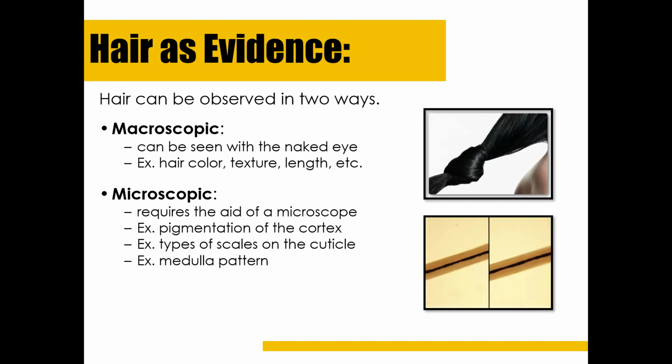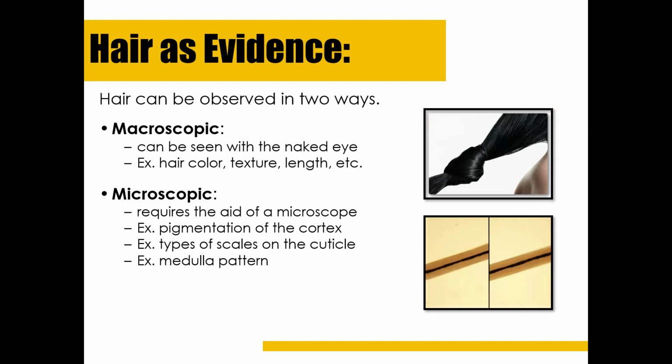Now, hairs can be observed in different ways. So we can make observations about hairs macroscopically. Macroscopic properties are just properties that we notice without the aid of a microscope. We can see this with the naked eye. So this might be hair color, texture, length. Our microscopic properties are going to require the aid of a microscope. So these are things that we notice about hair when we view the hair specimen under the microscope.